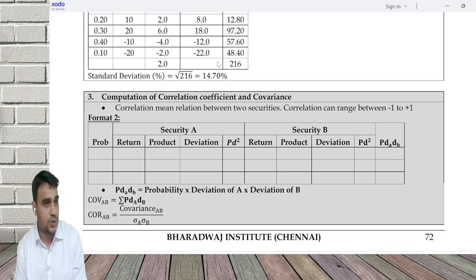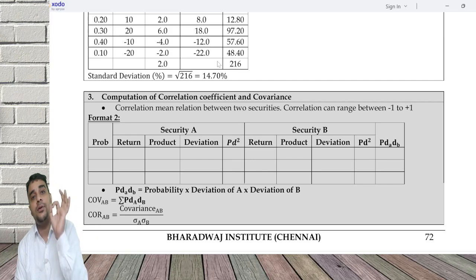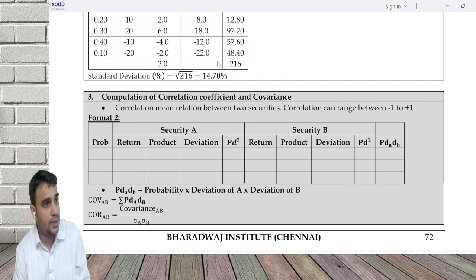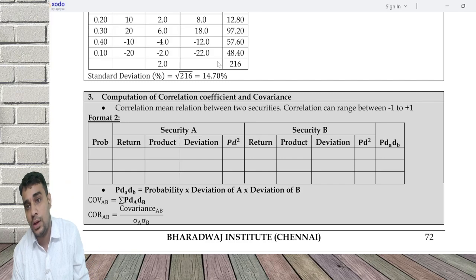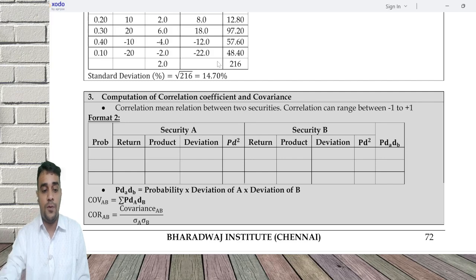Pull the probability outside. Take the product of probability, deviation of A and deviation of B, for the first one, the second one, and so on. The total is called covariance. Once you divide by the individual standard deviations, you get the correlation coefficient.